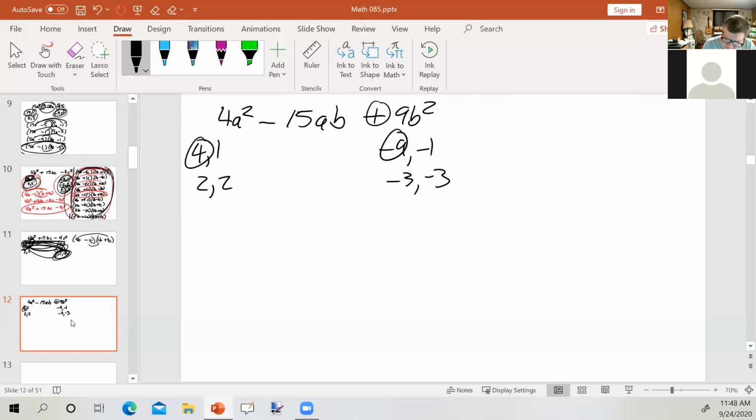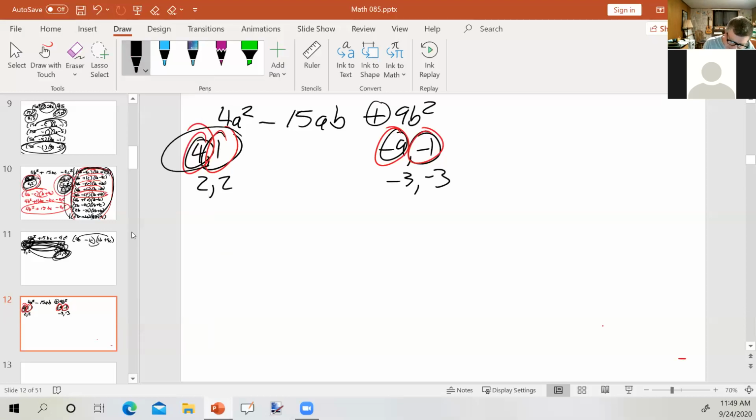4 times negative 9 is negative 36. 1 times negative 1 is negative 1. Negative 36 plus negative 1 is negative 37. So that didn't work. Okay. 4 times negative 1 is negative 4. 1 times negative 9 is negative 9. Negative 4 plus negative 9 is negative 13. So that didn't work. All right.